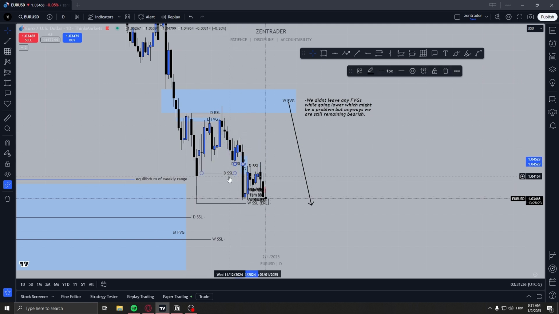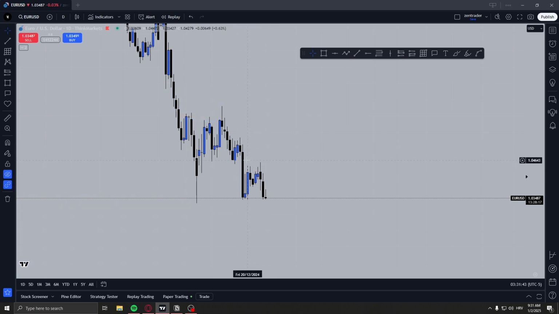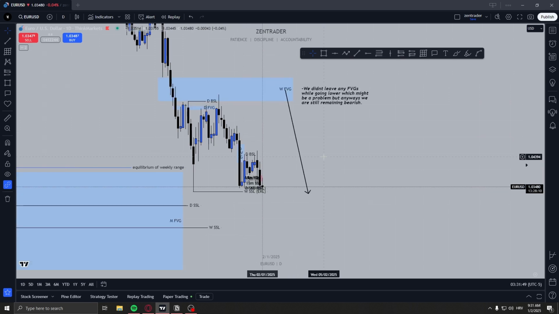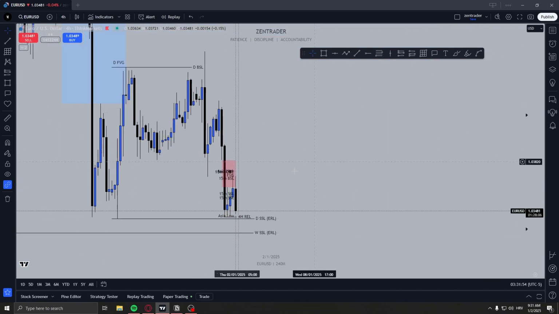Here we can delete these. This daily fair value gap, and then you have the same scenario right here. So daily fair value gap, internal range liquidity onto the external range liquidity, which is these relative lows that we are close to. So that is the target. So let's go to the 4-hour time frame.